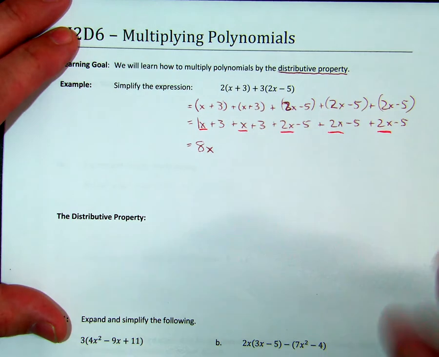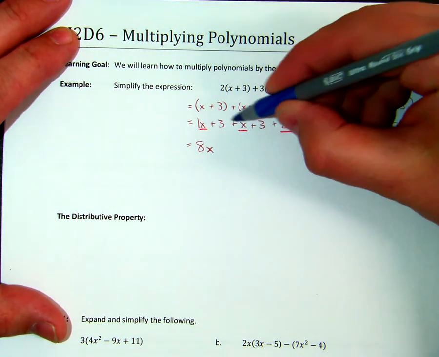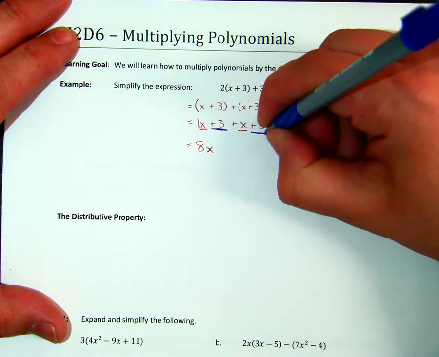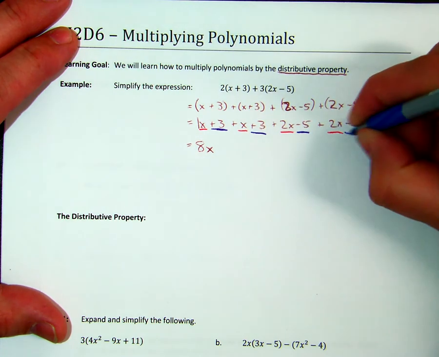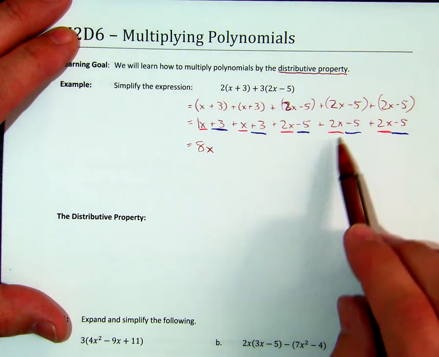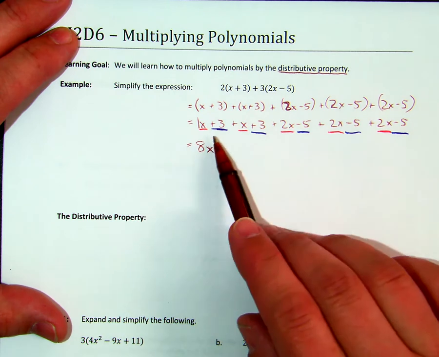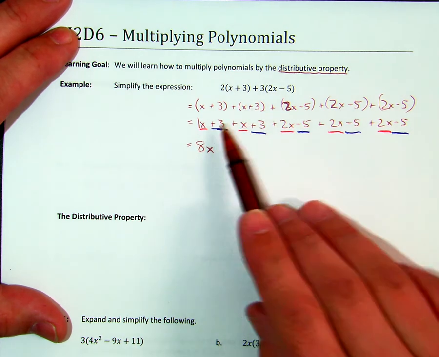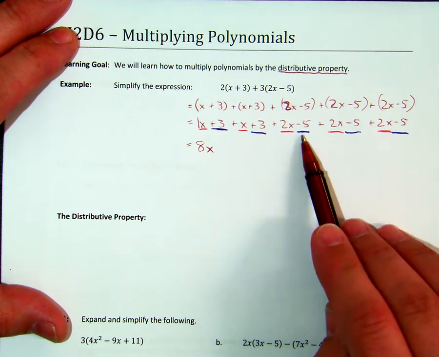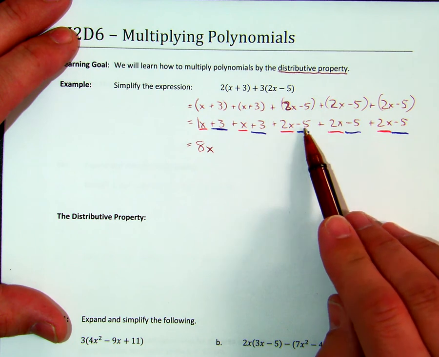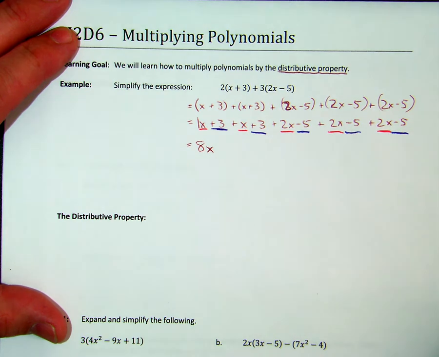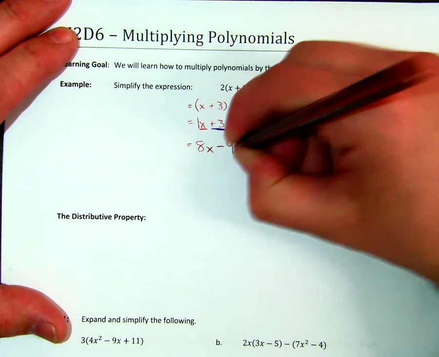Then I've also got all of these numbers that don't have variables. Those are also like terms. So plus 3, plus 3, minus 5, minus 5, minus 5. I know there are some issues with negative and minus, but really it's the same thing. So positive 3 plus 3 gives me 6. 6 minus 5, or 6 and negative 5, would be 1. 1 minus 5 is negative 4. Negative 4 minus 5 would be negative 9. So this would be 8x negative 9, or 8x minus 9.